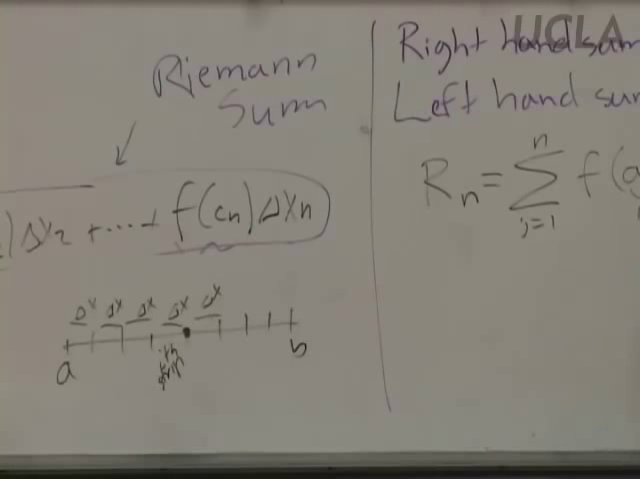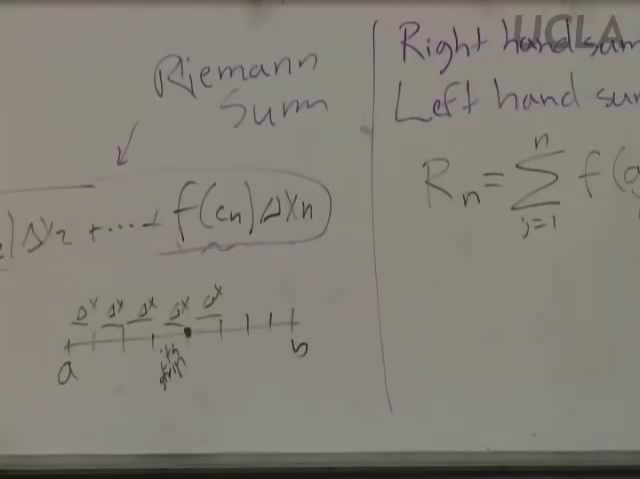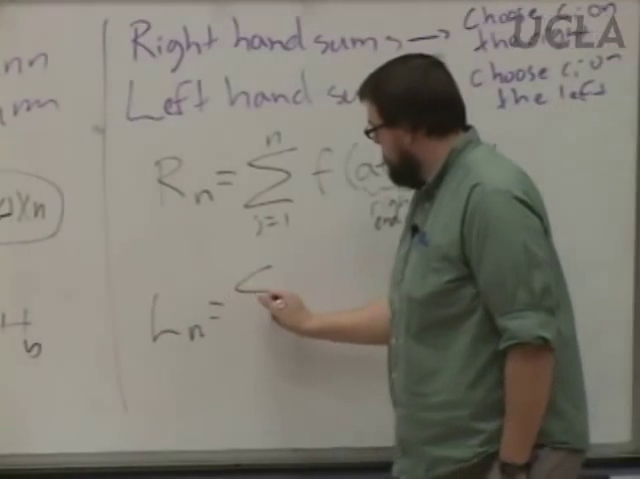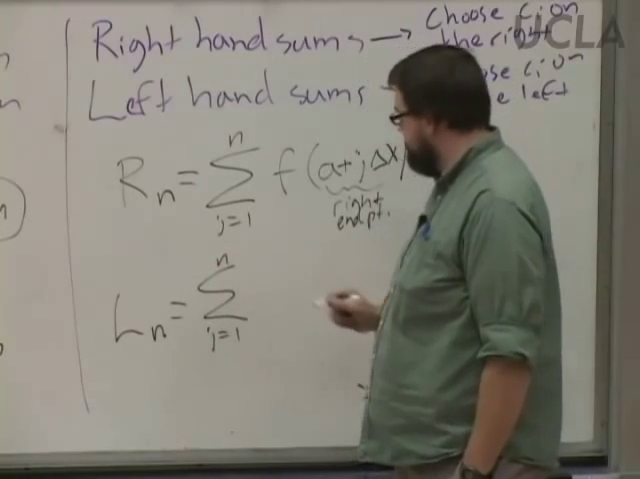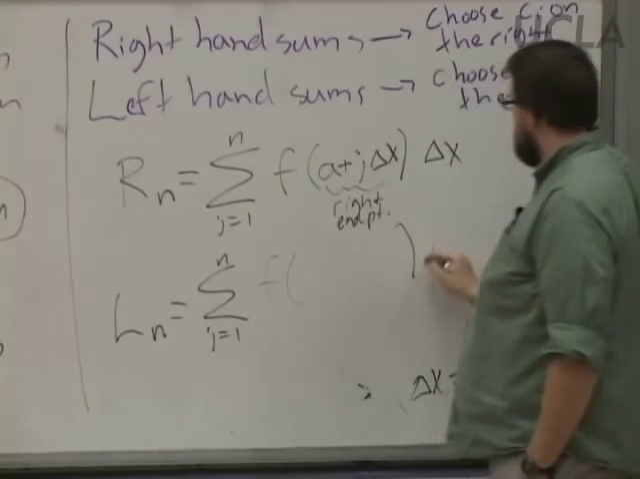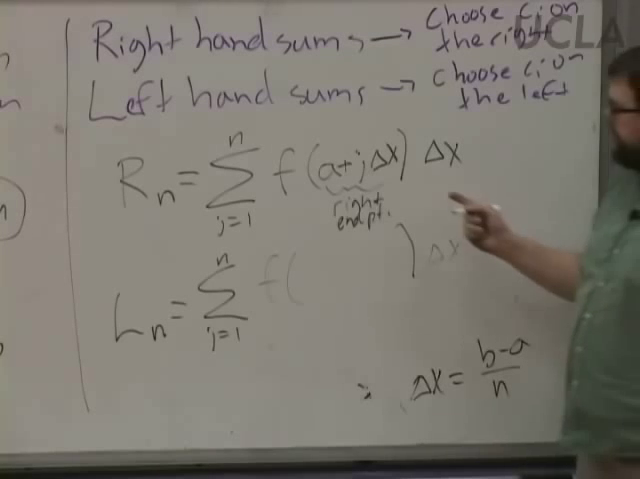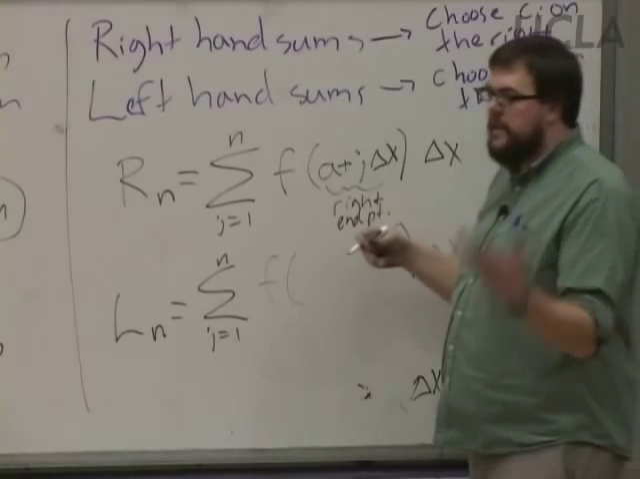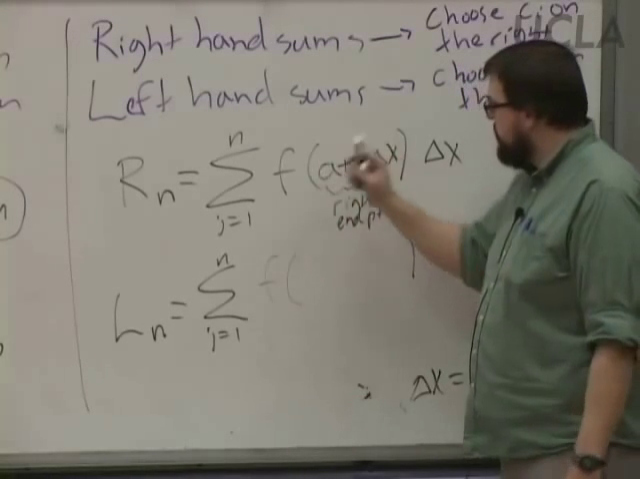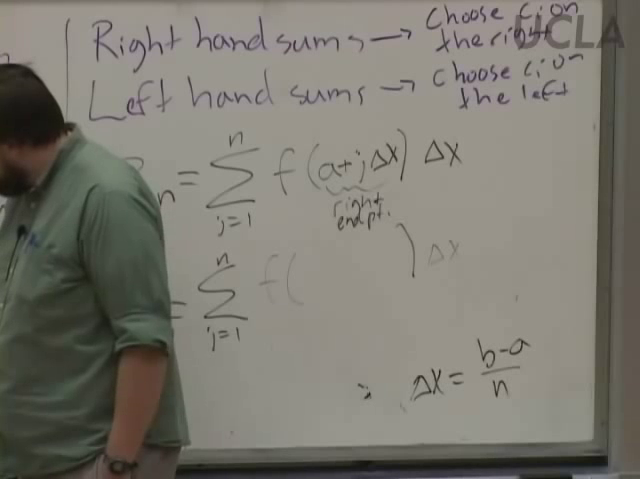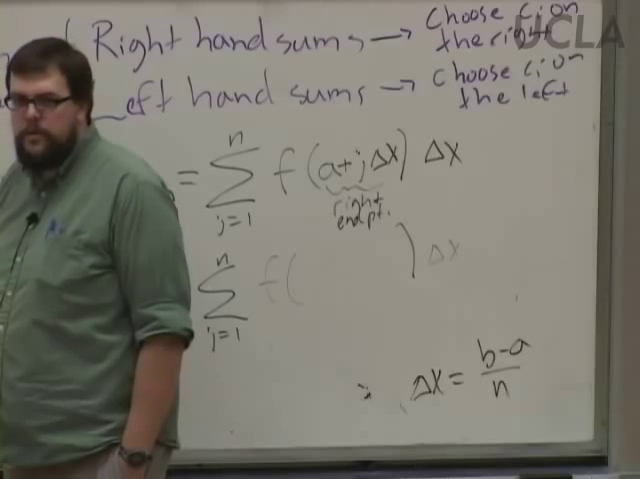All right, let me erase this. I'll just move it down. How about L_n? Again, we're going to sum from j equals 1 up to n, of a function somewhere, times delta x. Now, the difference between the right-hand sums and the left-hand sums is that for right-hand sums we want the right endpoint, and for left-hand sums we want the left endpoint. So all we need to do is tweak what's inside. For the left hand, I don't want to go quite so far. I want to go one less.